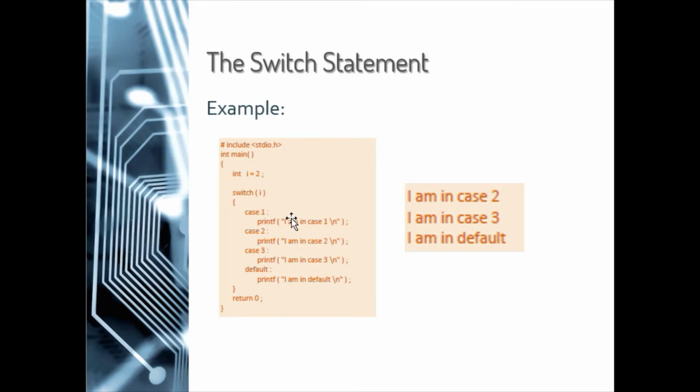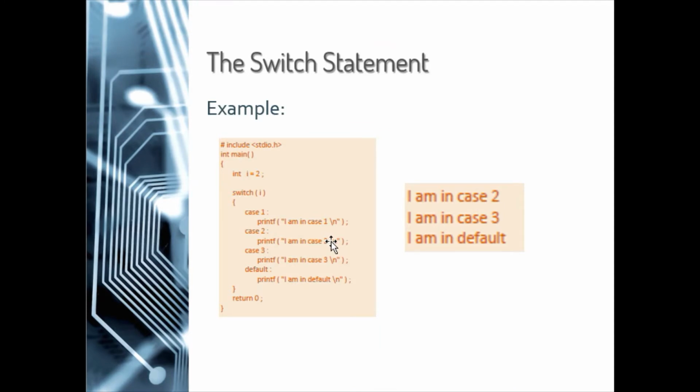What happens is that case 1 is tested first, if I is equals to 1. If it is not satisfied, of course it will not enter here, because our I, as initialized, is equals to 2. So of course it is not equals to 1, so it does not enter. Now in case 2, I is equals to 2, so we enter here, and it prints, I am in case 2.